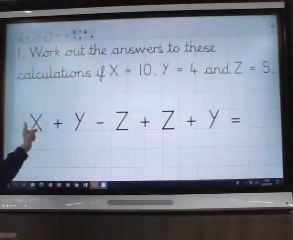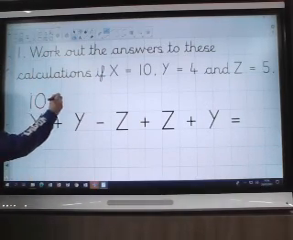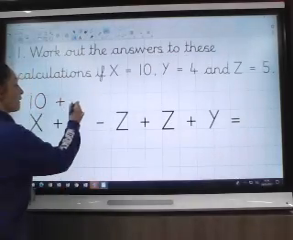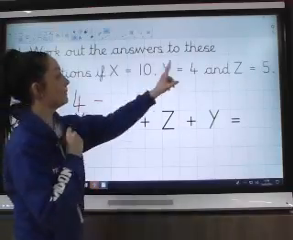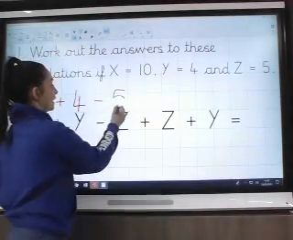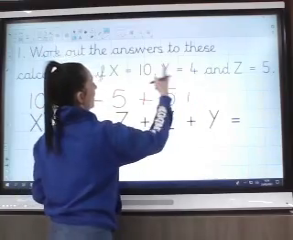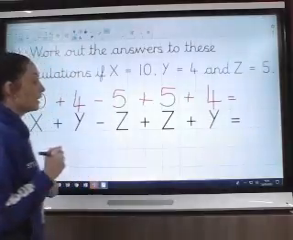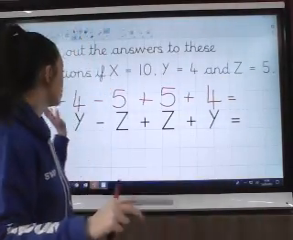If X equals 10, I'm going to write 10 above that. The add stays the same. Y equals 4. The takeaway stays the same. Z equals 5. I've got another Z, and then Y equaled 4, didn't it? Now I can work it out. Now it's numbers, it's easy. So you just go along.